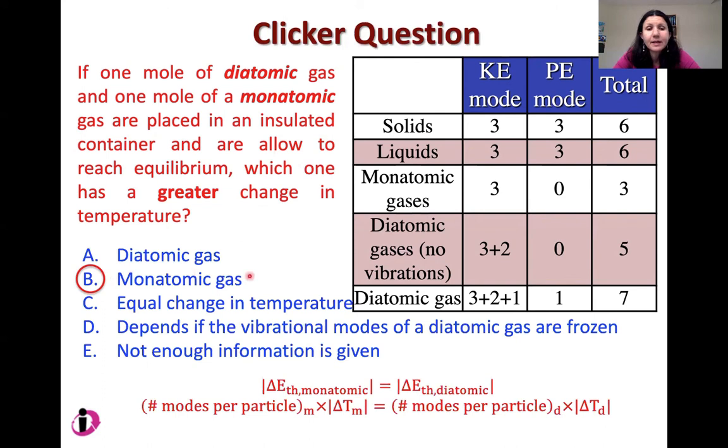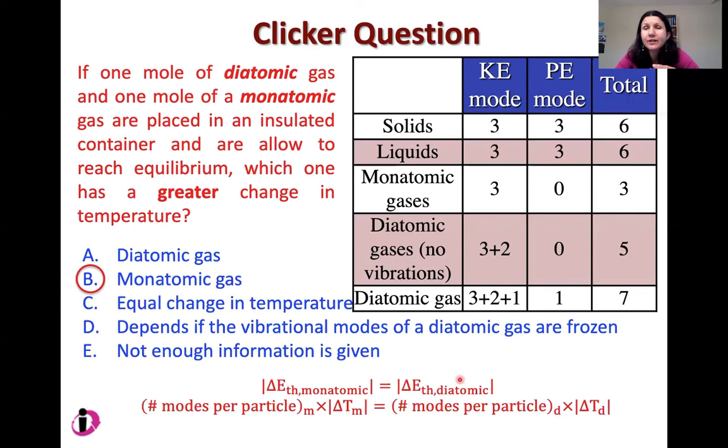So in this case, the monatomic gas is the answer, it will have a greater change in temperature. So let's think about it. In this situation, what is the same? Here, the change in E thermal is the same. So why is that? We have an insulated container.